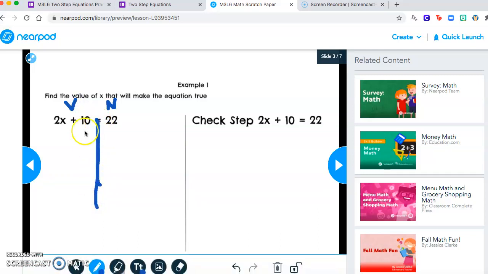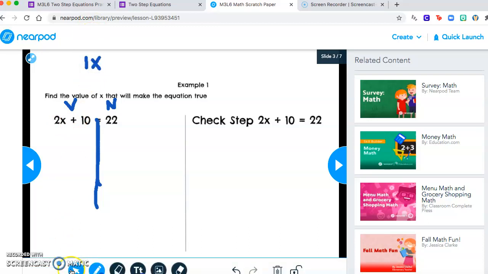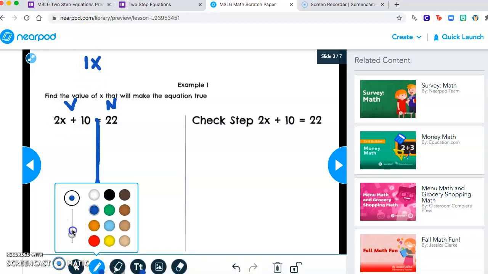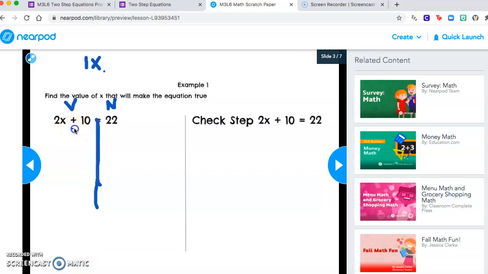And the first thing we have to do is get rid of this 10, and the goal is always to figure out what 1x is. We want to isolate x. Just going to make this a little bit thinner. Okay, so first thing is I want to get rid of this 10. How do I do that? I want to make it 0. So the only way to make plus 10 zero is to subtract by 10 on both sides.